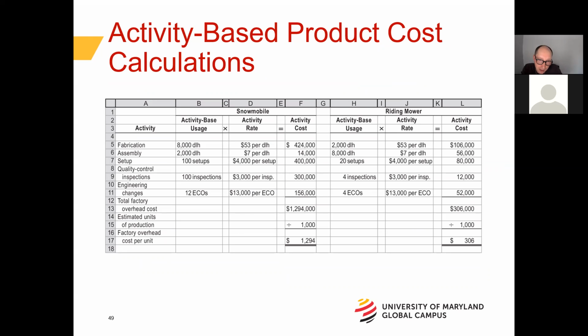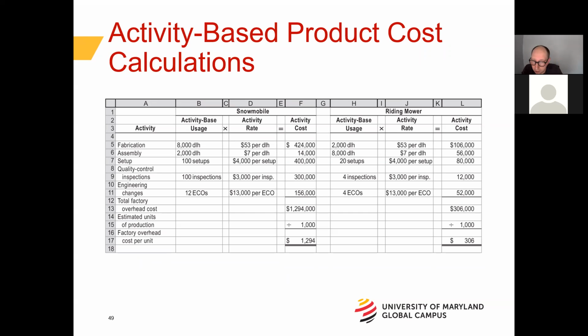activity-based usage times activity rate gives us the activity cost for each activity. And you go down through each activity, and then once we've done that, we can add them all up. 1,294,000 total activity cost for snowmobiles. We do the same thing for riding lawnmowers. 306,000 for riding lawnmowers.